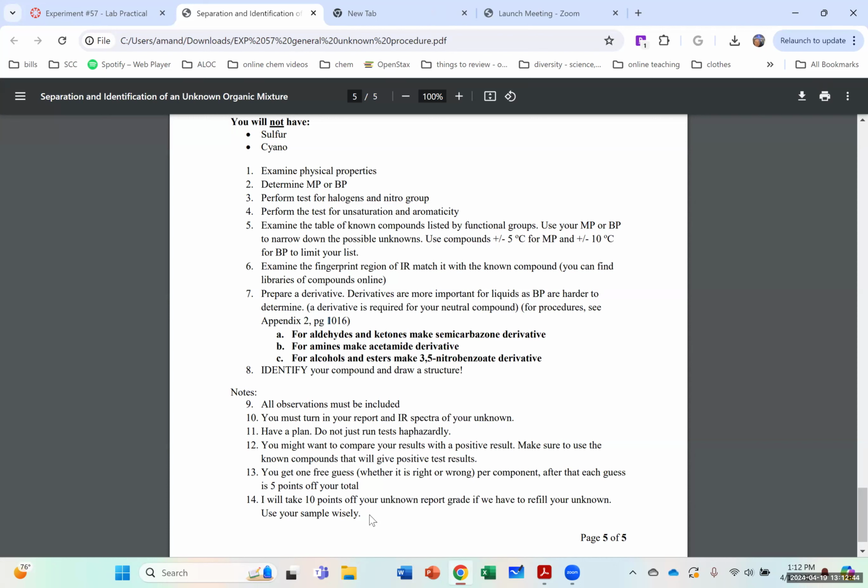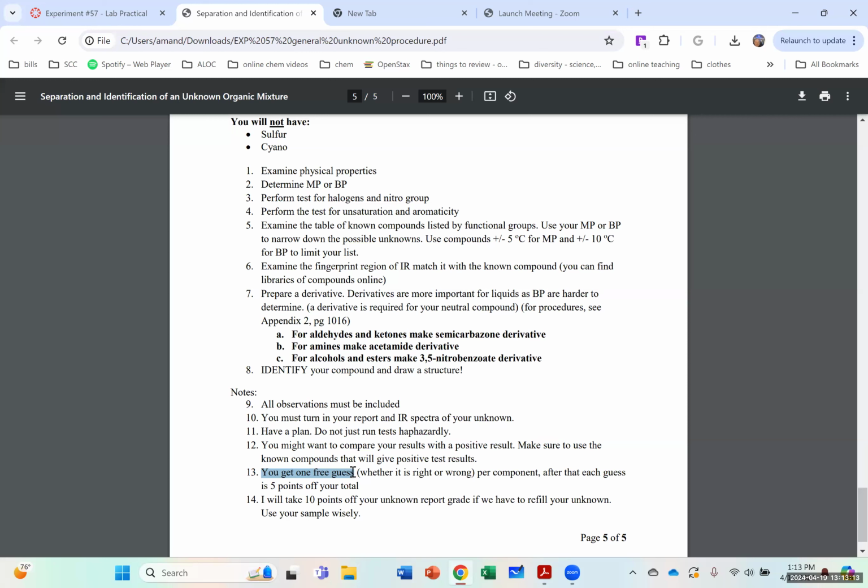Sorry, I was trying to decide where to start. Let's talk about the guesses first. You have two unknowns. You get one free guess for each compound. So you've hit day 8. You think you know what your unknown neutral compound is. You come up to me and you tell me it's heptanal. And then I look and I check and I say, yes, that's correct. Good job. Or I say, no, I'm sorry, that's not correct. And then if I tell you no, you go back, you do some more tests, you figure it out.